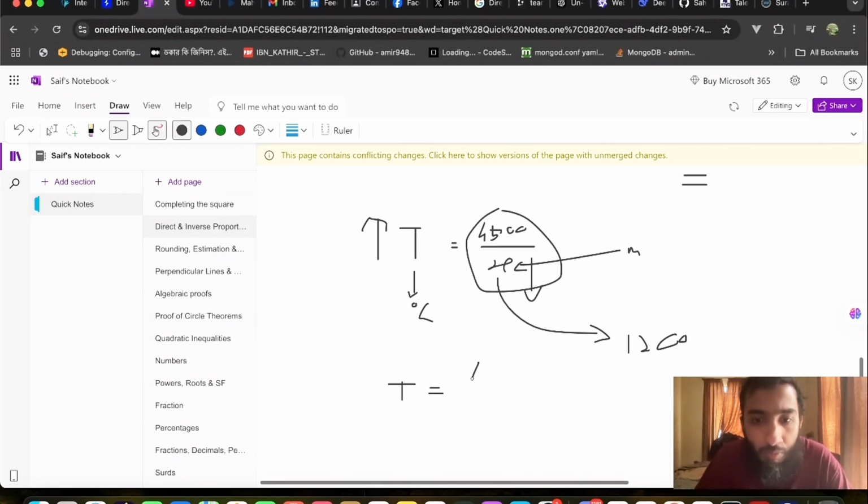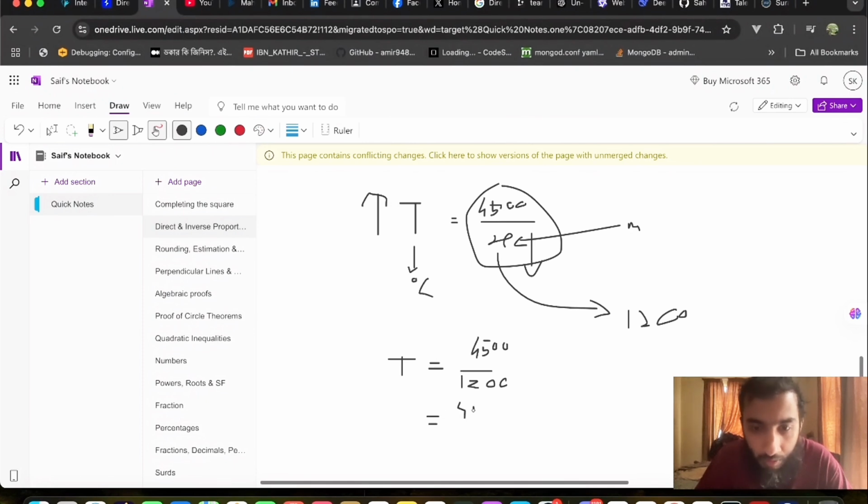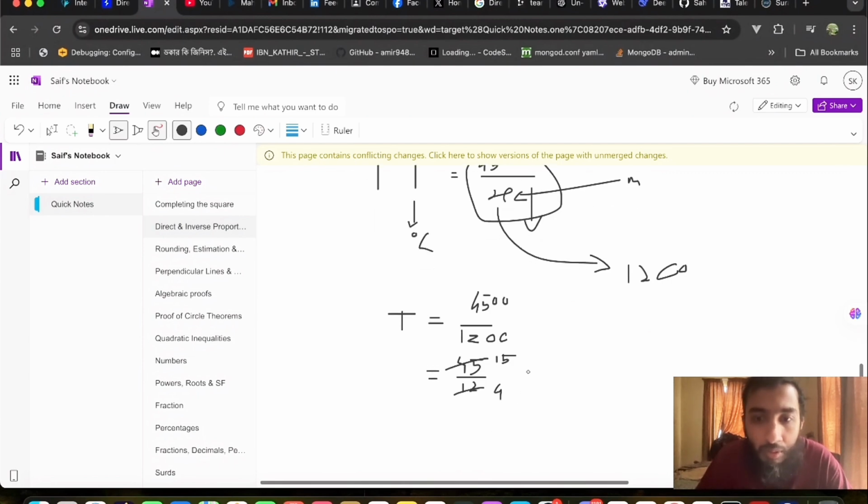T is 4500 by 1200, right? So this would be 45 by 12, which is roughly what? 45 by 12, both divided by 3, so it's 15 by 4. Okay, so this is the temperature, which is roughly around 4 degrees Celsius. So at a depth of 1200 meters, the temperature is around 4 degrees Celsius.